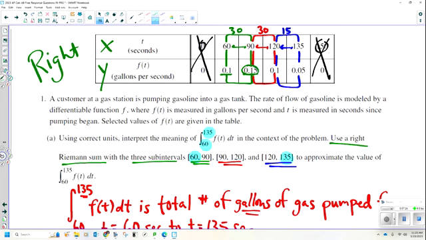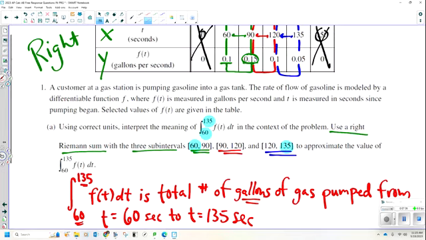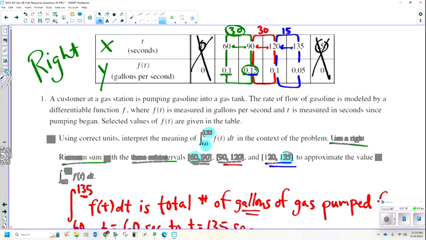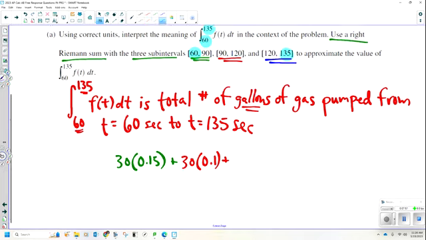And I multiply it times my width of 30. So I get 30 times 0.15. And I add that to the red rectangle area. Again, I have 2 points, 0.15 and 0.1. But again, I'm with the right side. 0.1 is on the right. I multiply that times my width of 30. 30 times 0.1. And last but not least, I do the same thing to my blue rectangle.